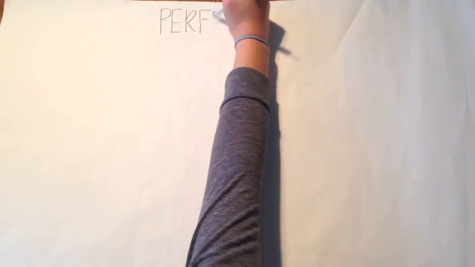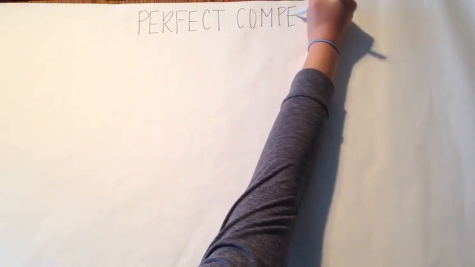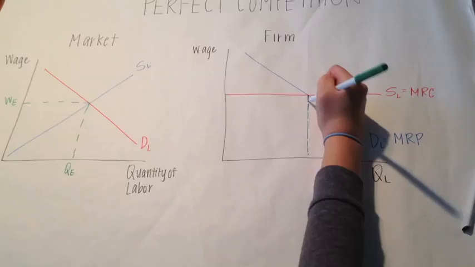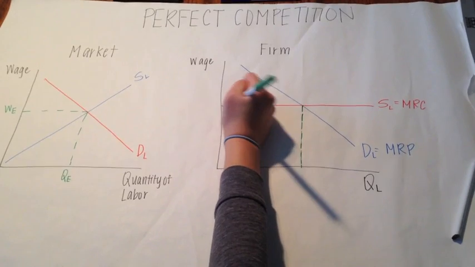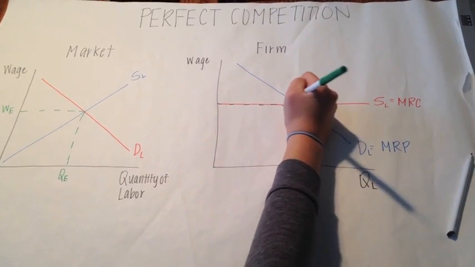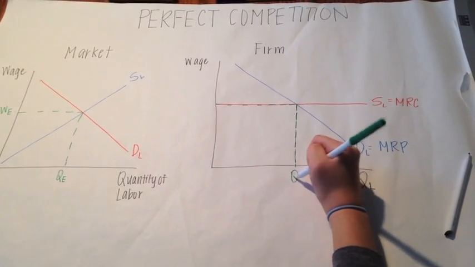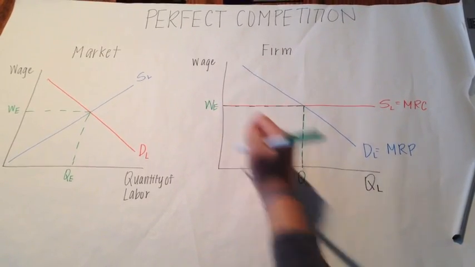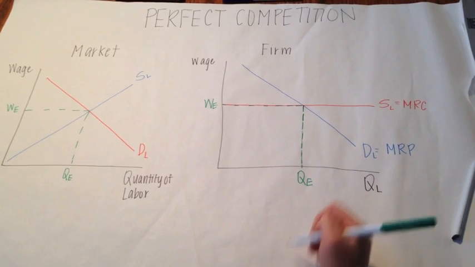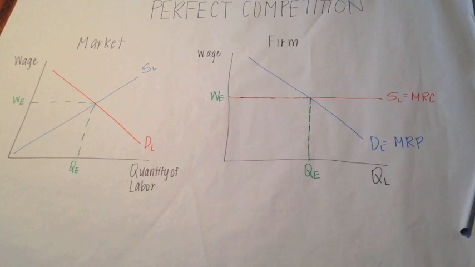Alright, so here we're going to be talking about perfect competition. The majority of the factor market operates within the perfectly competitive market. And there are two graphs here, the industry or the market and the firm. In a perfect competition market, the firm is a wage taker, and that means it derives the wage from the industry where supply and demand meet, which is the equilibrium point, and that becomes the wage.